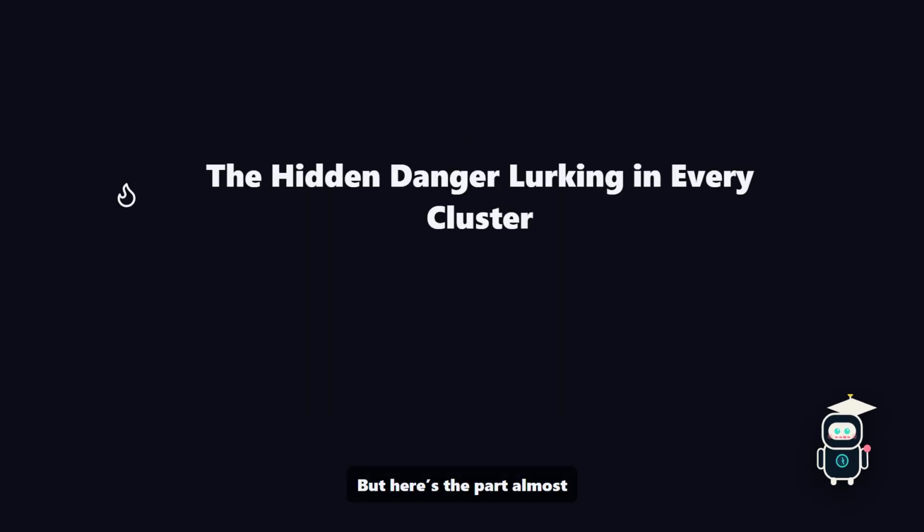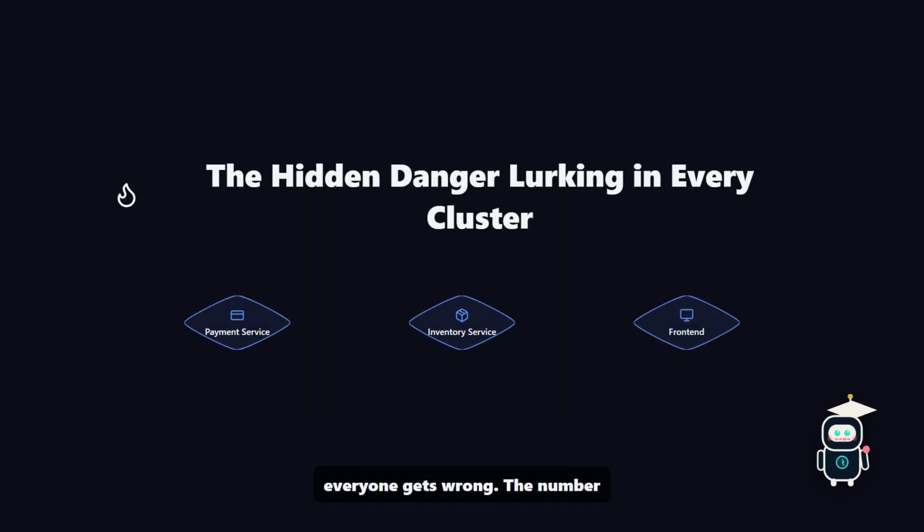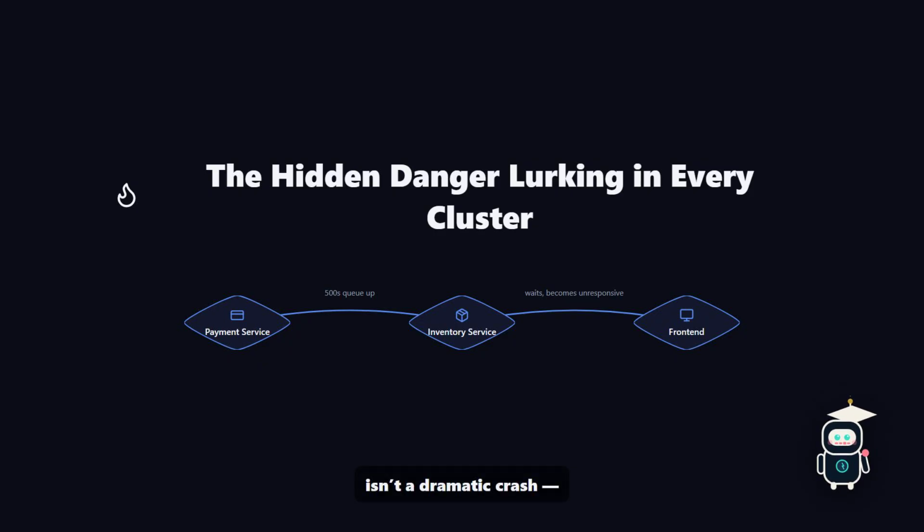But here's the part almost everyone gets wrong. The number one reason for production outages isn't a dramatic crash. It's a tiny failure that snowballs. Imagine the payment service starts returning 500s. Calls to it queue up, saturating the inventory service. Then the front end, waiting on inventory, becomes unresponsive. In minutes, the entire cluster is down.